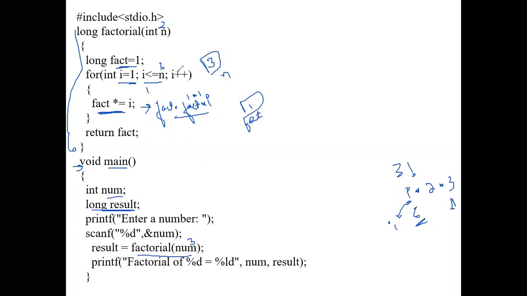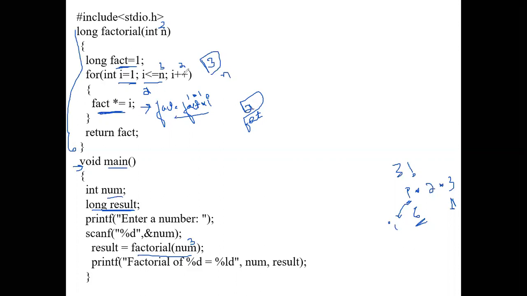And then again the I value will become 2. Increase, check the condition: 2 is less than 3, yes. And next, fact is equal to fact into I. Now the I value is 2, so fact value is 1, 1 into 2 will become 2. So we are storing in fact 2.